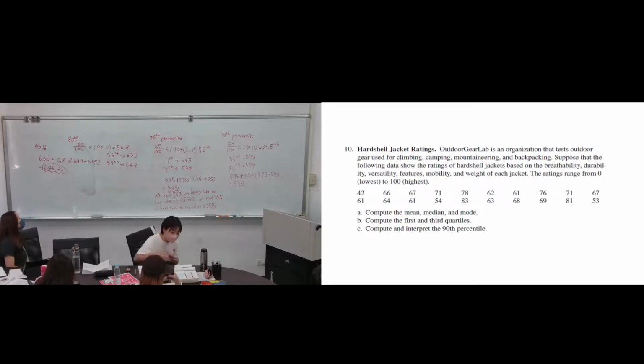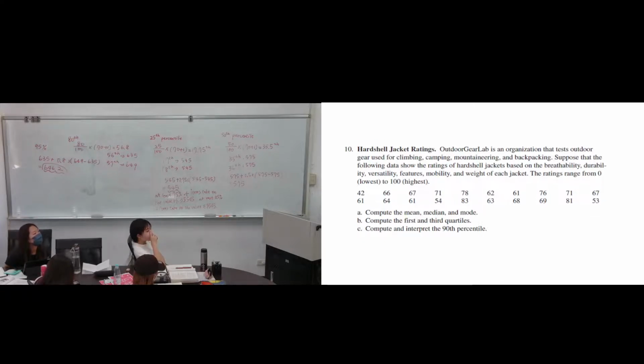Hard shell jacket ratings. Outdoor Gear Lab is an organization that tests outdoor gear used for climbing, camping, mountaineering, and backpacking. Suppose that the following data show the ratings of hard shell jackets based upon the breathability, durability, versatility, features, mobility, and weight of each jacket. The ratings range from 0 to 100, where 0 means the lowest and 100 means the highest. So we are given 20 ratings.